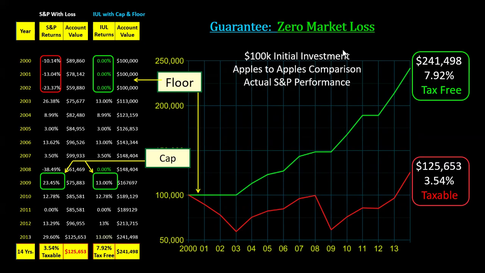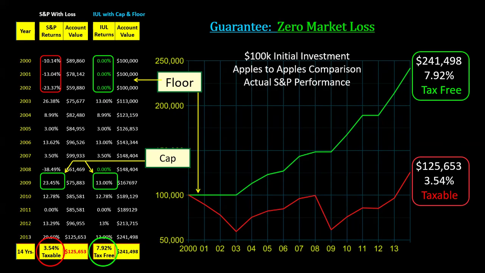Well, at the end of this 14 years, you are looking at an S&P investment of about 3.5% on your money. Your money's grown over this roller coaster ride to 125,653, and most likely that gain of 25,000 and change is going to be taxable. Now let's look at the other result. With the cap and the floor and the IUL, you have almost an 8% rate of return. That 100 grand has almost grown to 241.5, and guess what? That money, that growth inside there can be accessed tax-free.